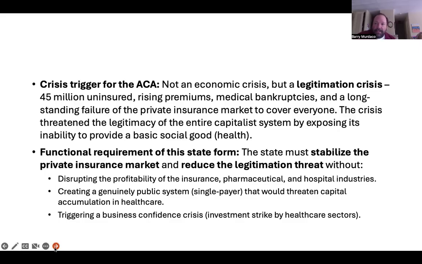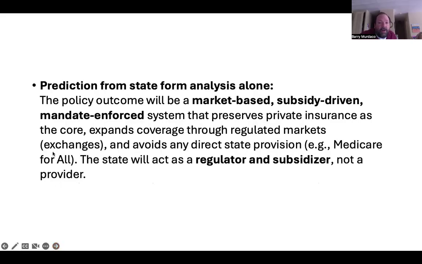However, again, this doesn't acknowledge the actual historical record, in which there were of course extremely aggressive efforts by pharmaceutical companies and the health insurance companies to limit what could be made with this law.